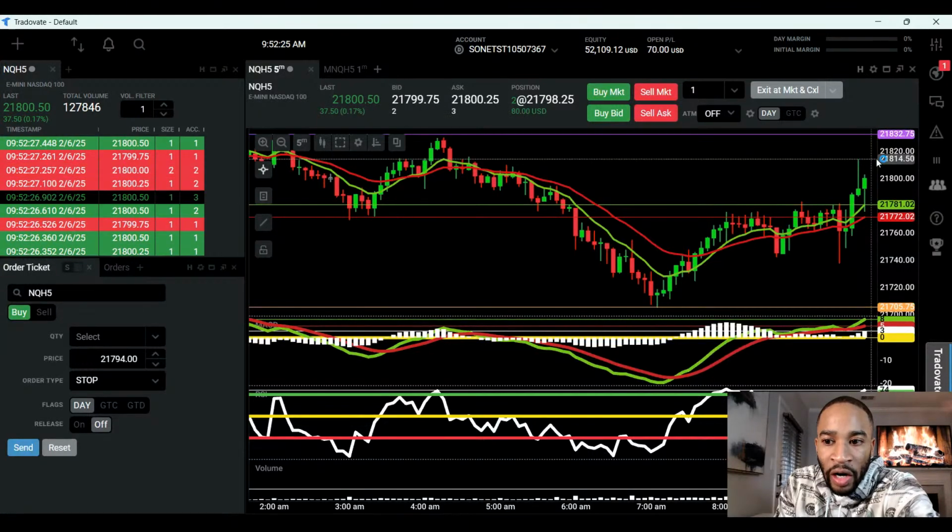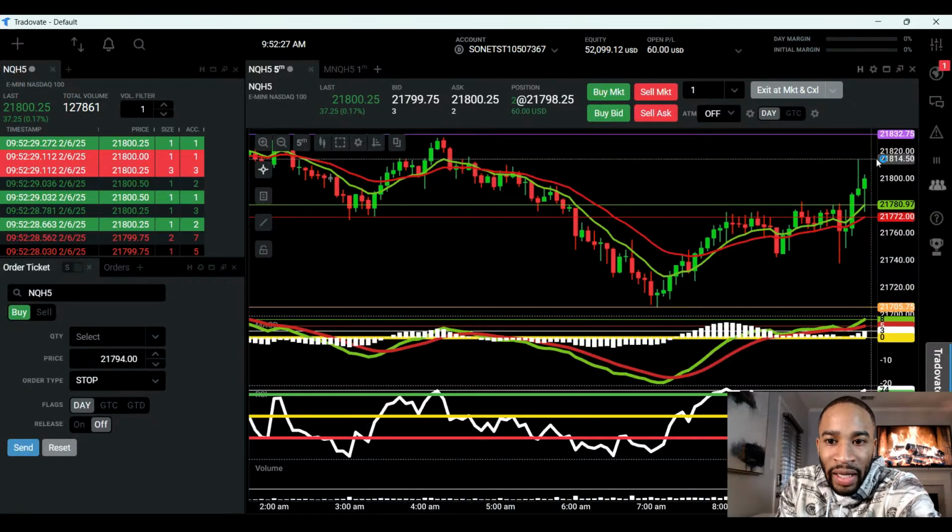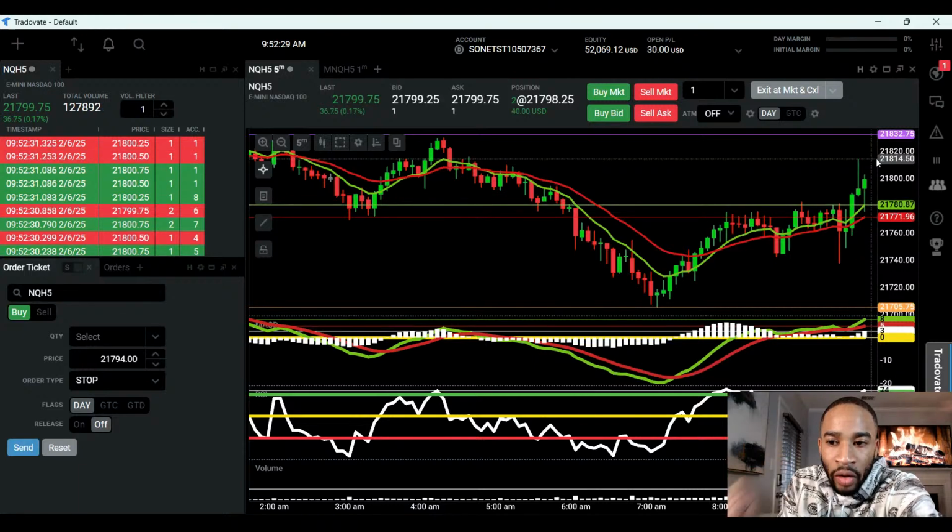Let's see if this move can work out for us. And I'm going to let this play out. I'm not going to panic. I'm going to let this play out. Currently 100 and some change. Beautiful. Come on, let's go.